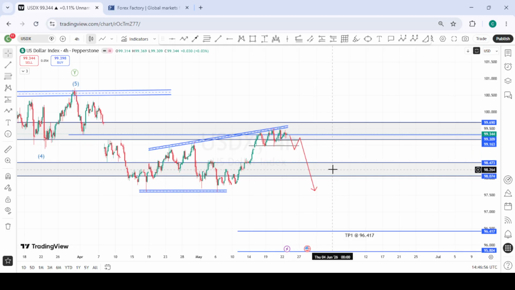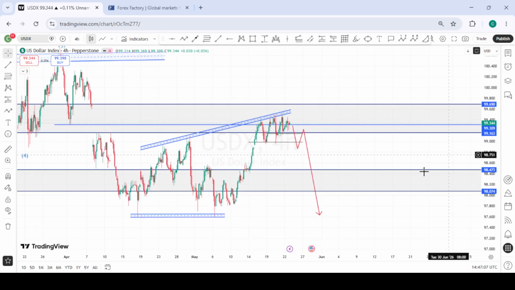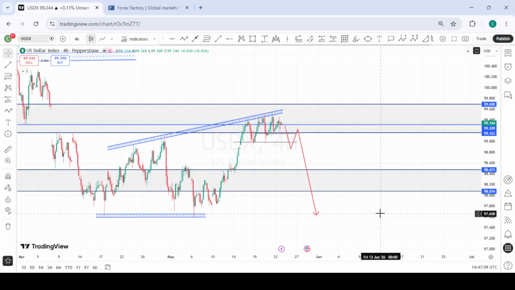So when price gets here, we are likely going to see some reactions from here, and if price is able to break through strongly through this zone, then we know we are heading downwards for DXY, or we are heading towards a weakened DXY.